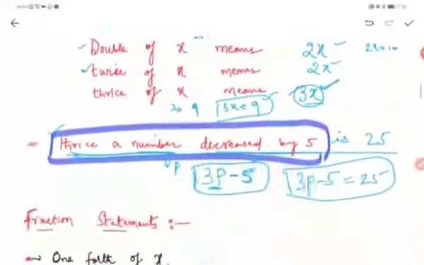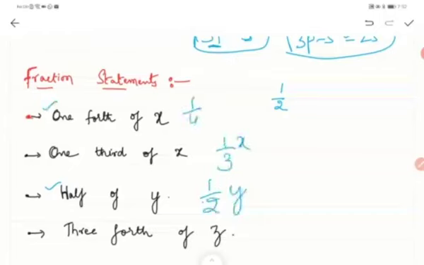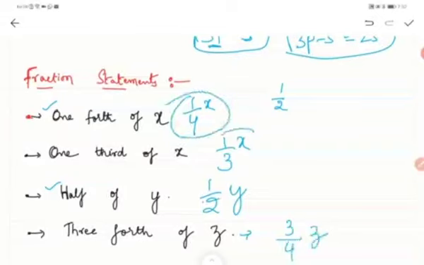So these were for your normal statements. Now let's see statements on fractions. What is one half or 1/2 part? You can say half is 1/2. Here it is half of y. 1/3 of x, that is 1/3 of x. 1/4 of x means 1/4 of x. 3/4 of z, that means 3/4 of z. This is how you get your expressions.